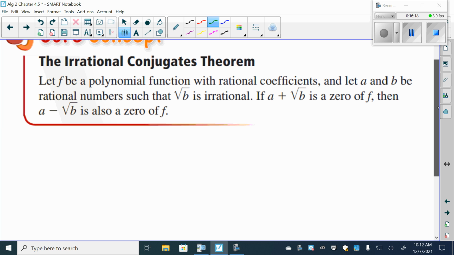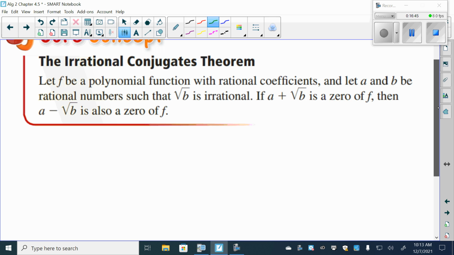Now, this brings us to the last part of this section, and that's the irrational conjugate theorem. Let f be a polynomial function with rational coefficients, and let a and b be rational numbers such that square root of b is irrational, such that if a plus the square root of b is a 0, then a minus the square root of b has to be a 0 also.